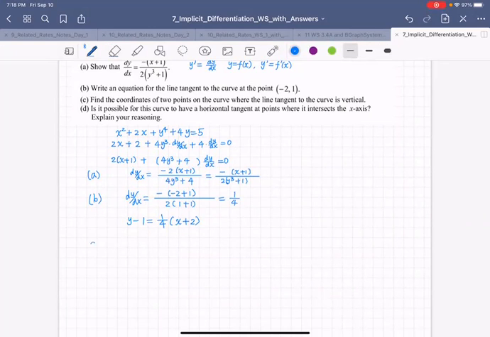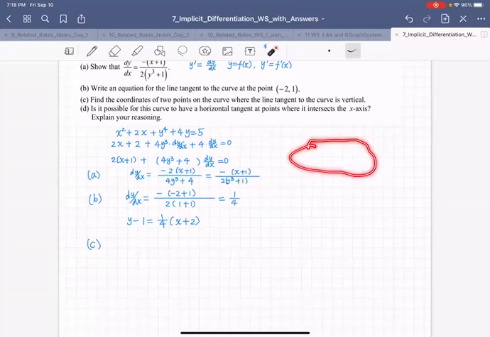Okay, for part C. You can read this sentence, please. C. Find the coordinates of the 2 points on the curve where the line tangent to the curve is vertical. Vertical. We already see the graph. The graph is like that, and you want the tangent line to be vertical. That means you are at these 2 lines on the left and right edge.